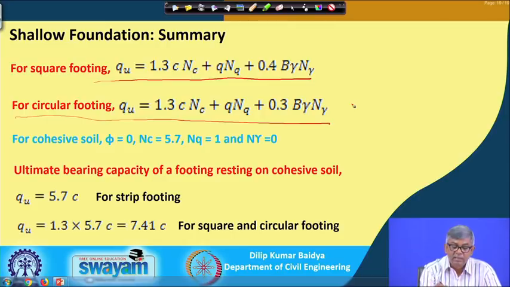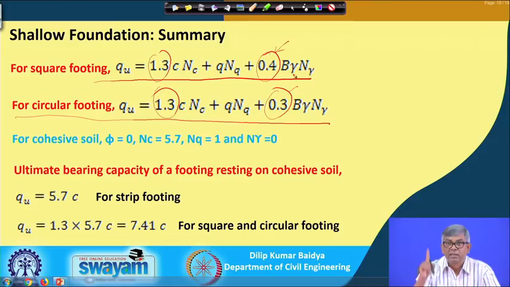You can see from the strip footing what the difference is: it is 1.3 multiplied here, and for strip footing it is 0.5, when it is square it is 0.4, and when it is circular it is 0.3. And B here, when it is strip footing, is the width of the footing; when it is a square footing it is again the width; and when it is a circular footing it is the diameter. So, these are the things to be remembered.